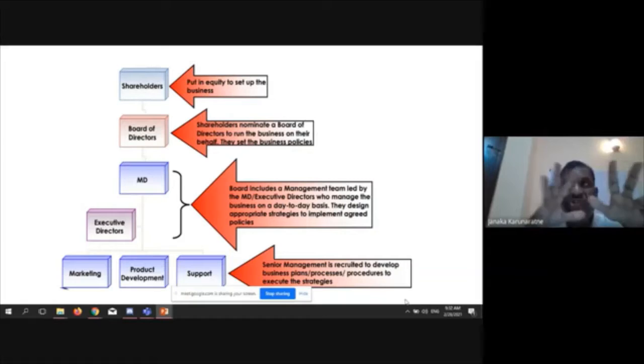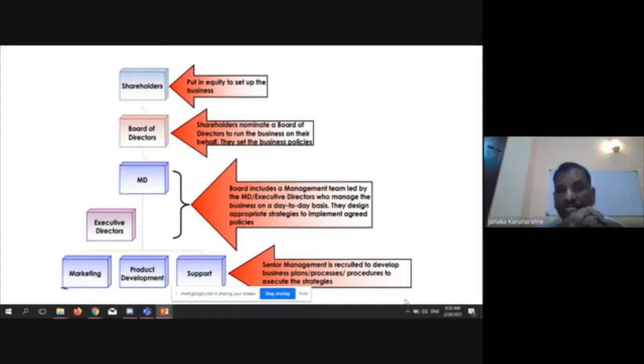Now in a general organization, whether a bank or a normal corporate, the top people are the shareholders who put in money to set up the business. The shareholders then appoint a set of people called the board of directors to run the business on behalf of the shareholders. Sometimes shareholders themselves would like to be part of the board.